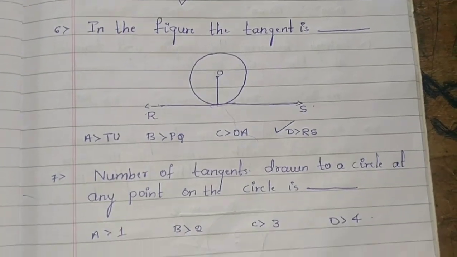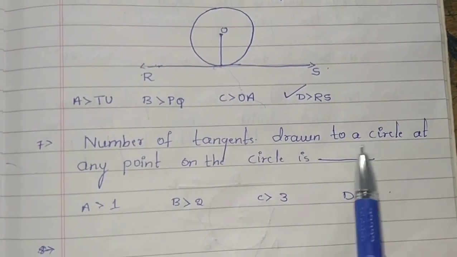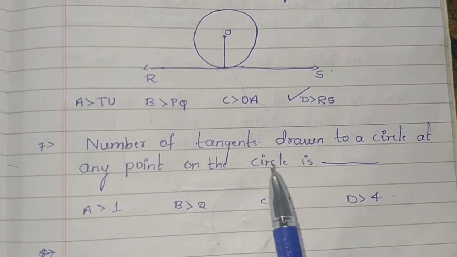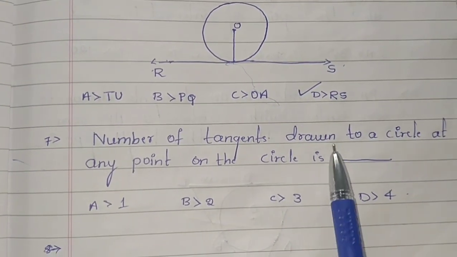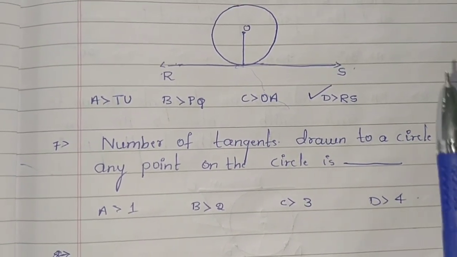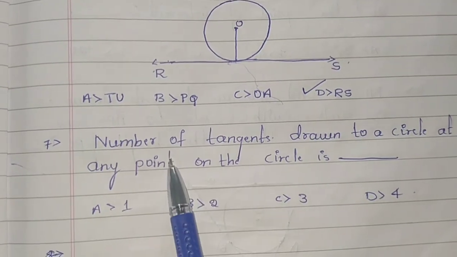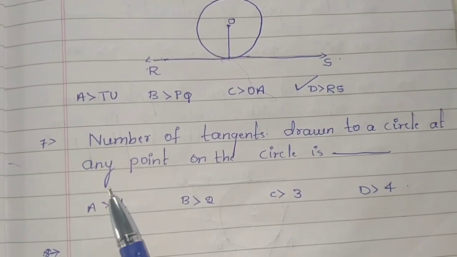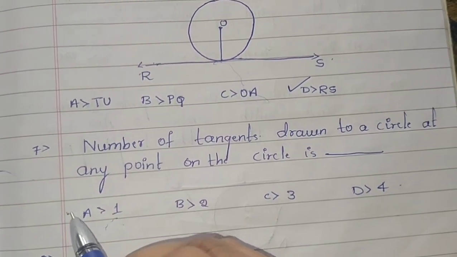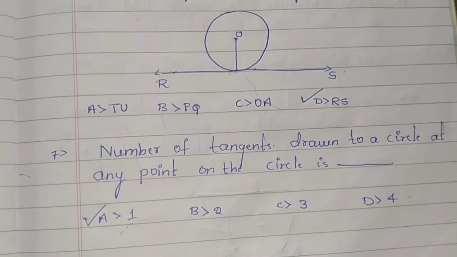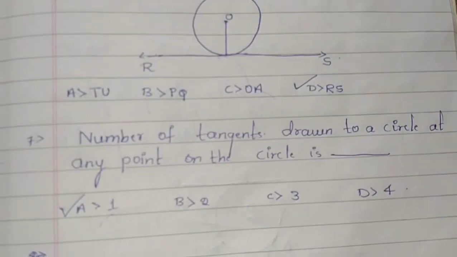Now we'll move on to the next question, that is number of tangents drawn to a circle at any point on the circle is. How many tangents can be drawn to a circle at any point on the circle? The number of tangents that can be drawn at any point on the circle is 1. Only one tangent can be drawn. Now we'll move on to the next question.